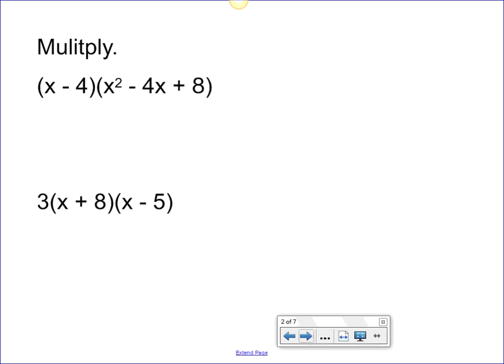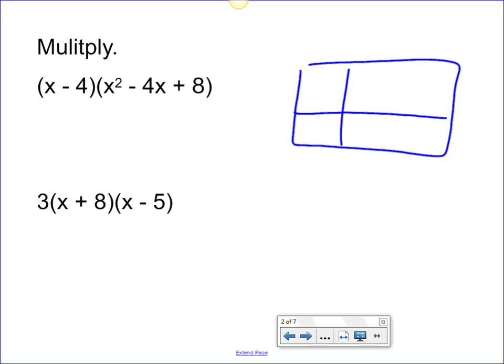Let's try multiplying these two. And once again, I can't spell multiply. I forgot to change it from this last one. So if I use the box method for this one, I have an x squared minus 4x and an 8 up here. I have an x and a negative 4.